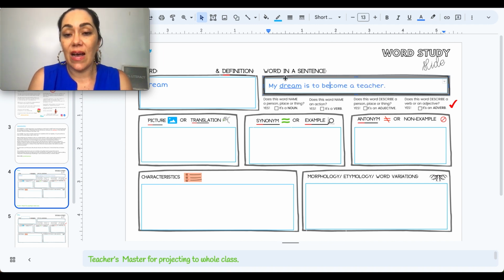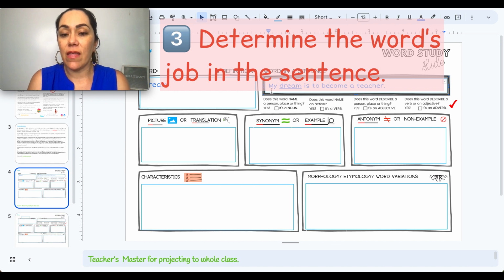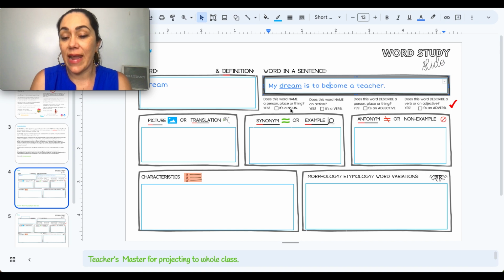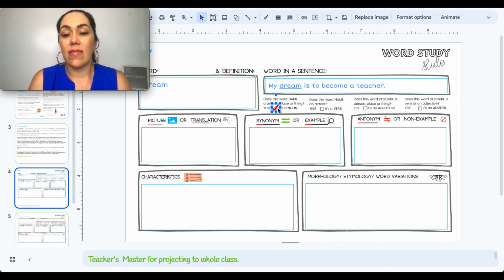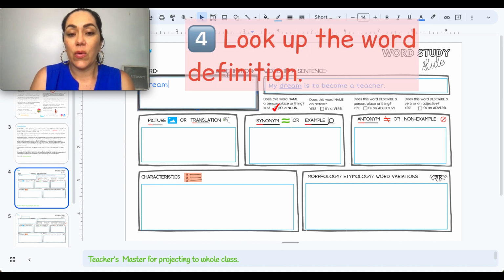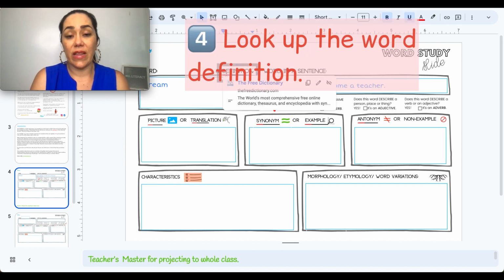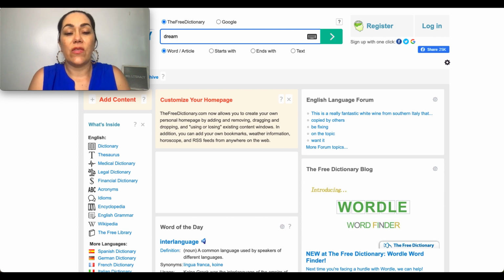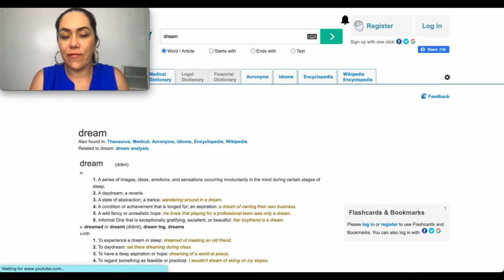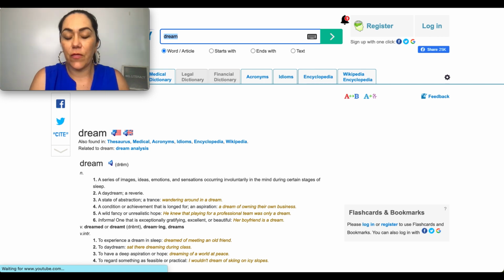Once we have a sentence, we discuss the job of the word in that sentence. We figure out if the word is a noun, a verb, an adjective, or an adverb. And we mark it with this little check mark, and they put a check mark on their handout. We can now look up the word in the dictionary. Click on the red line, which takes us to an online dictionary. Type the word, and then with my students' help, we figure out what definition is the most appropriate for the word that we are studying.